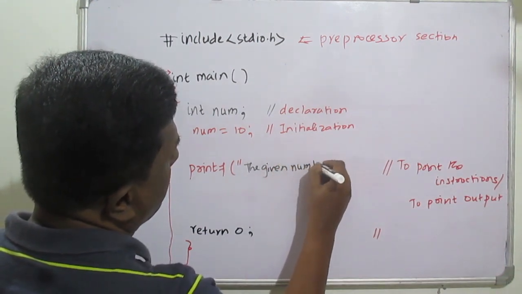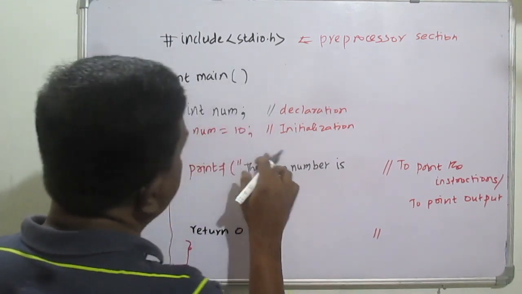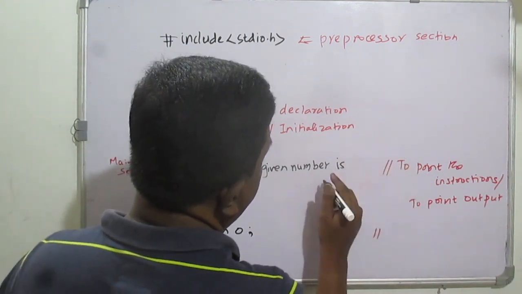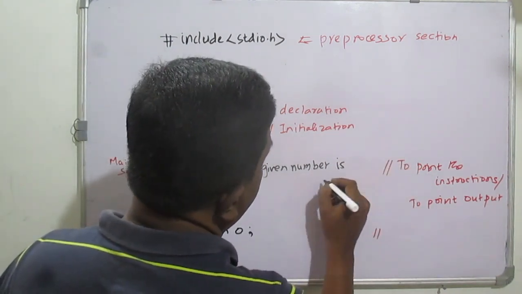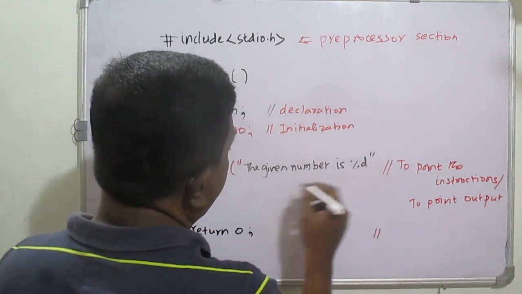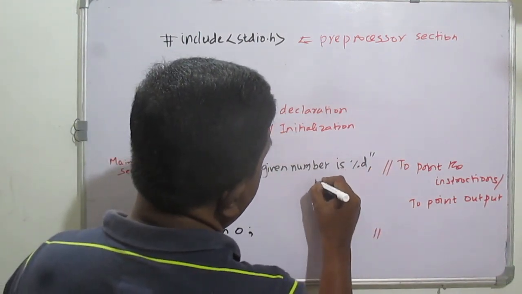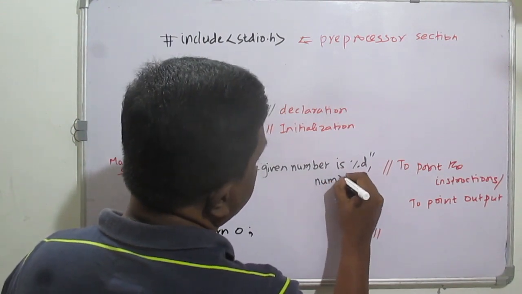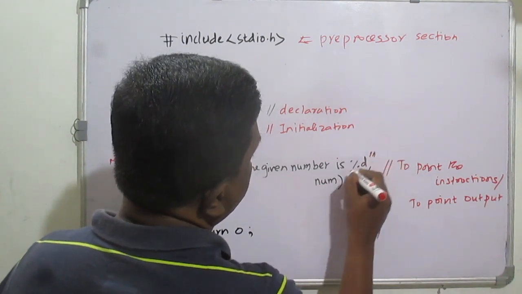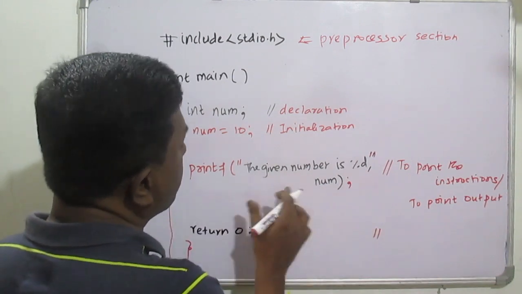is, the given number is. So it should be written in double quotes, like this: The given number is percentage %d. Then double quote, comma, then we have to give the integer name. That integer name is nothing but num. So this is another function of the printf.